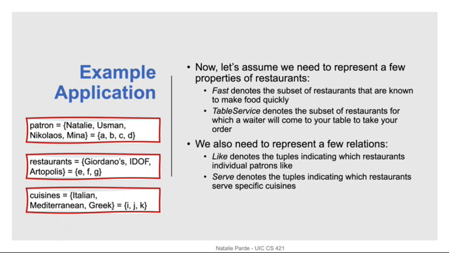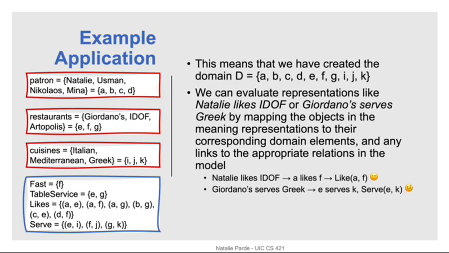Now, we're going to group our restaurants into a few properties, fast and table service. Fast denotes the subset of restaurants that are known to make food quickly, and table service denotes the subset of restaurants for which a waiter will come to your table to take your order. We're also going to represent a few relations. We'll have the relation like, which denotes tuples indicating which restaurants individual patrons like, and serve, which denotes tuples indicating which restaurants serve which cuisines.